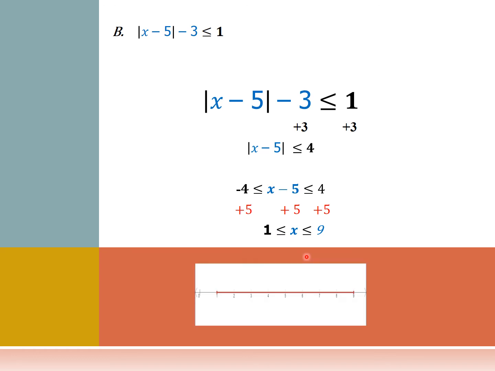So we have x between 1 and 9, and for the graph, this is number 1 and this is number 9, then x is between 1 and 9, and if you see here, 1 is included and also number 9. So here we have a closed circle, and here we have a closed circle, not open.